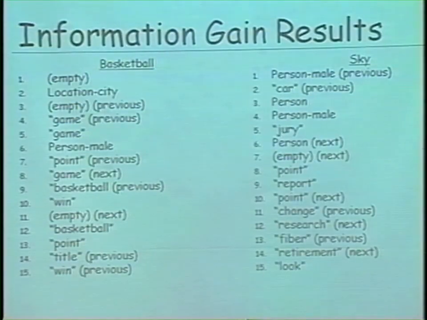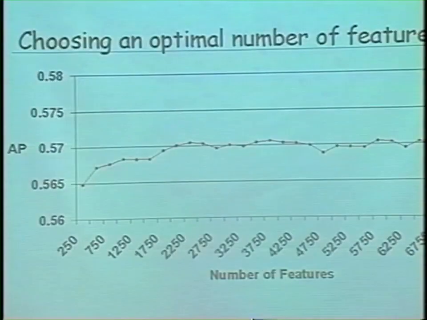For sky, on the other hand, there's not a coherent theme. I'm not really sure what juries or research and fiber have to do with skies. It's possible that these are negative predictors, so they suggest that sky is not present. But again, you can't really tell from the way the information gain is computed. So we use that to figure out how many attributes we should keep.